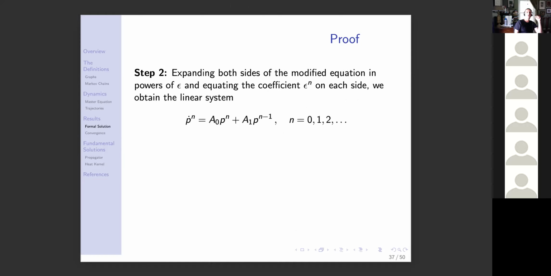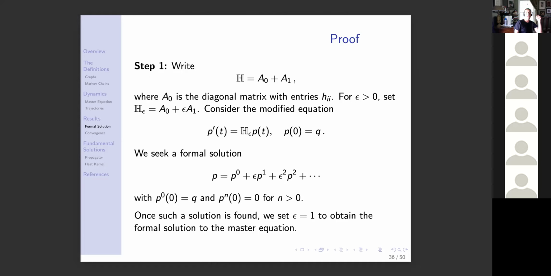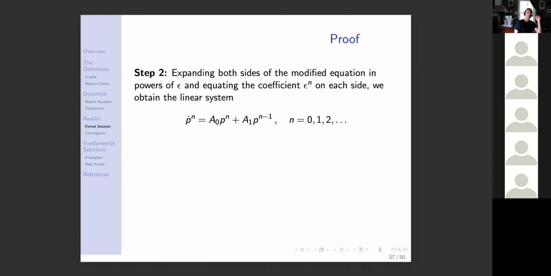Okay, so let's expand both sides of this modified equation in epsilon, where I stick in P. I'm assuming that the formal solution has this form. I stick it into both sides. I differentiate this P, which has an epsilon in it, and I get a power series on the left, and then I apply the matrix on the right to P of t, our candidate for P, and then I get an equation in epsilon, and then I equate the coefficients of epsilon to the power of n on each side.